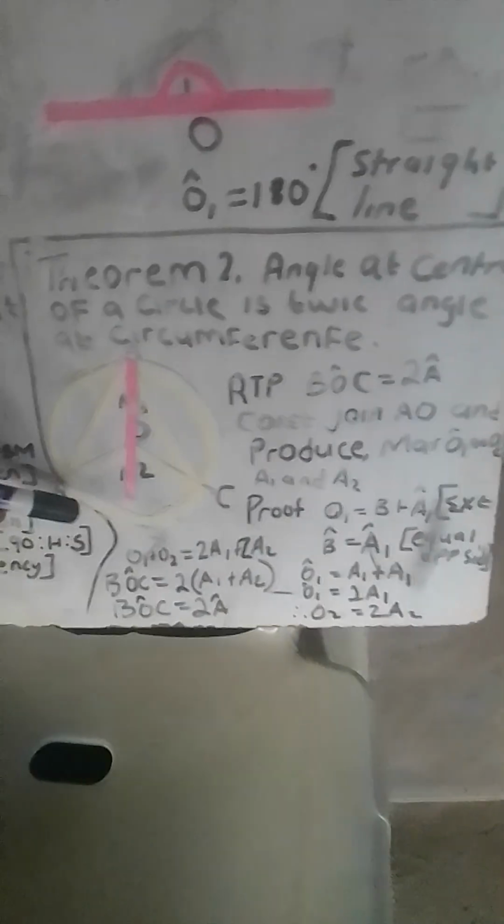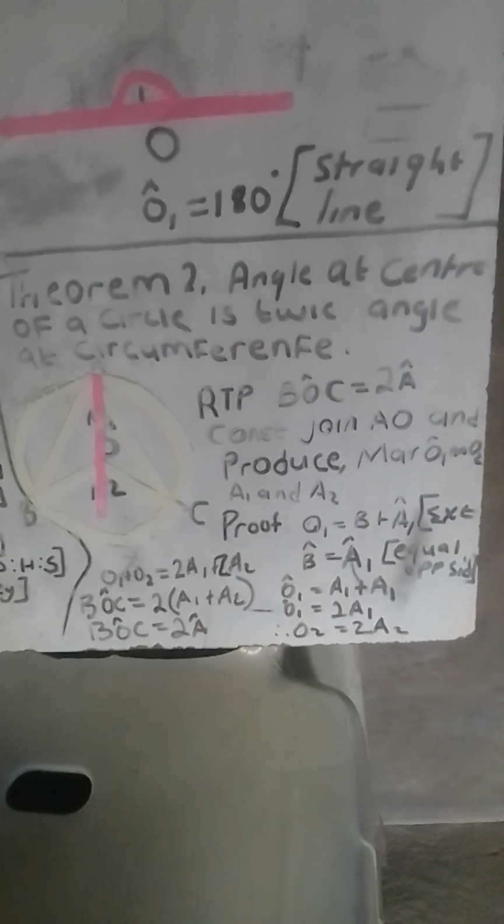So there is this theorem number 2 which states that the angle at the center of a circle is twice the angle at the circumference. Here we will be proving that angle BOC is twice angle A.